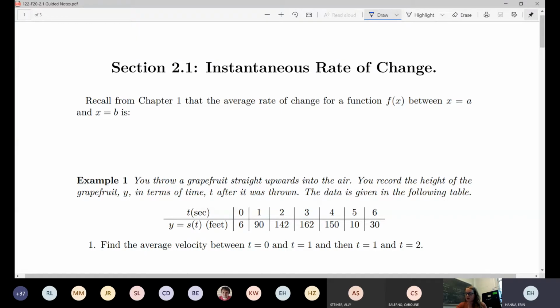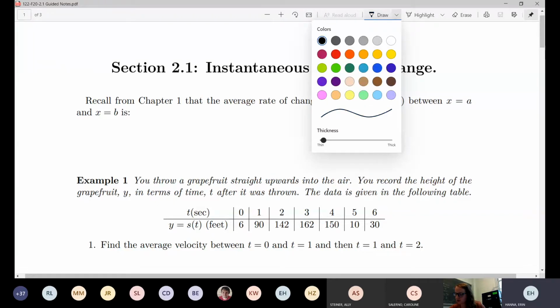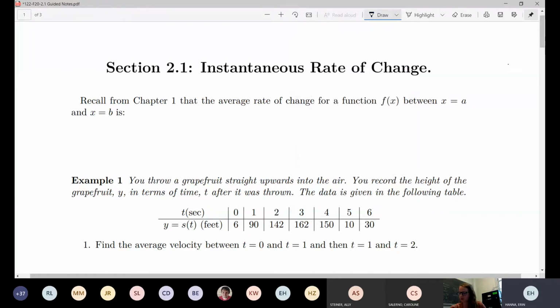So 2.1 is about this idea called the instantaneous rate of change. First, we need to recall something from chapter 1. Remember that the average rate of change between x equals a and x equals b on a function, we find by doing f of b minus f of a all over b minus a.